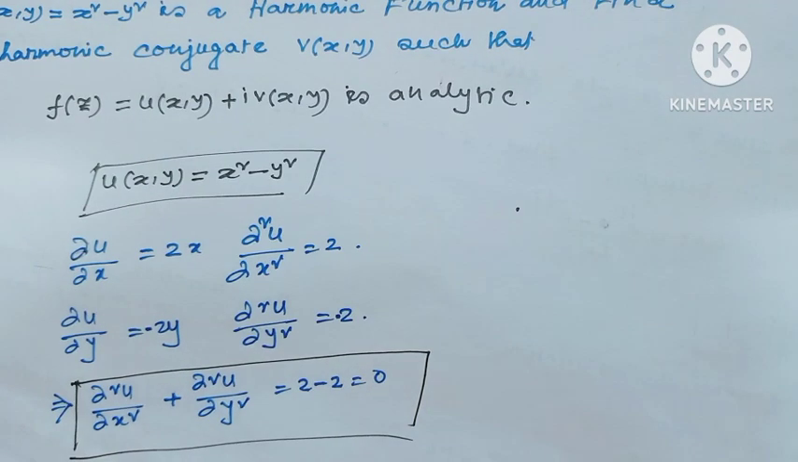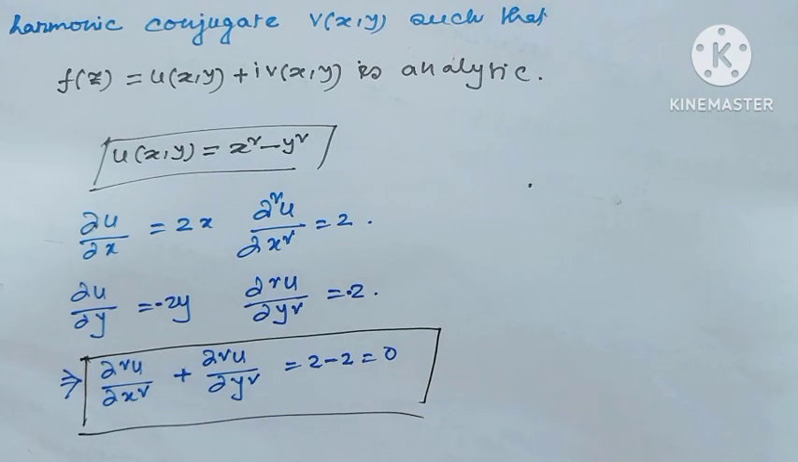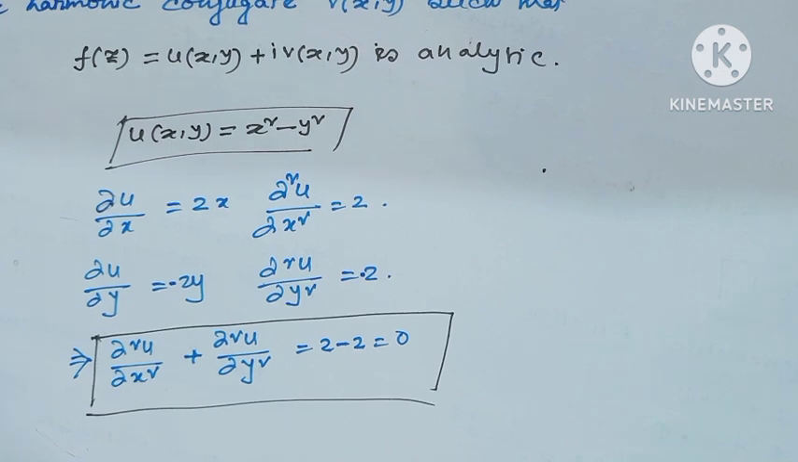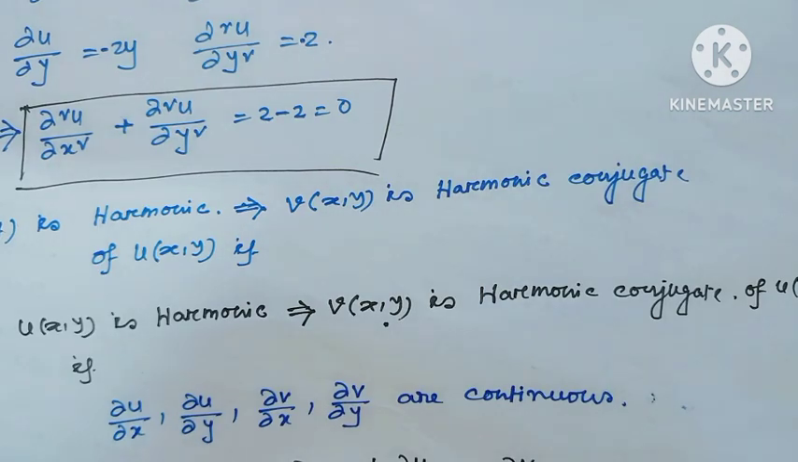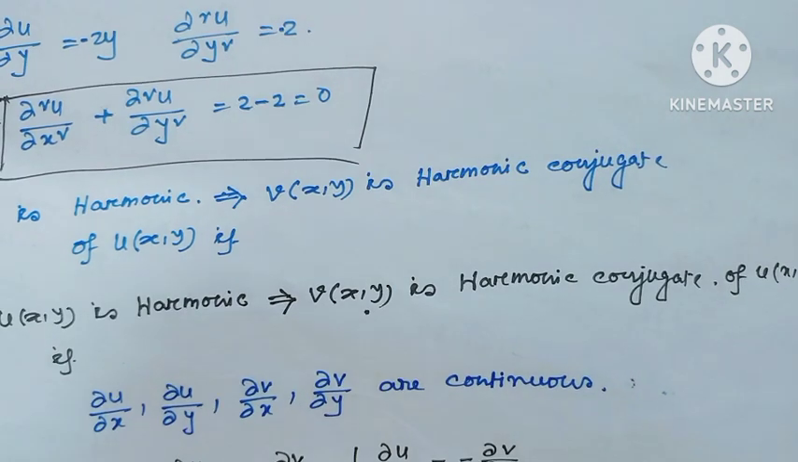A few minutes ago I saw that the function u(x,y) equal to x square minus y square is a harmonic function, because del 2u del x2 plus del 2u del y2 equal to 2 minus 2 equal to 0. Now I will see what is the harmonic conjugate of u(x,y). Harmonic implies the function is analytic. So if u(x,y) is harmonic, then v(x,y) is the harmonic conjugate of u(x,y).